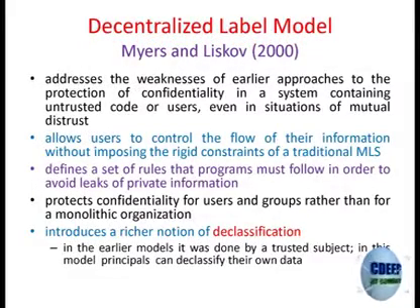For this, one of the first models proposed was called the decentralized label model, by Myers and Liskov. Barbara Liskov, in 2000, is one of the eminent computing scientists and also a winner of the Turing Award. She is from MIT, and they introduced a notion called declassification, so that there is no need for a completely centralized system, as in what we have studied so far, including the lattice flow, the BLP, that is the Bell-LaPadula model, and the Biba model.